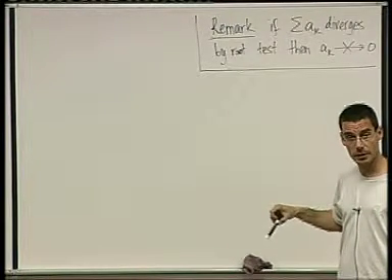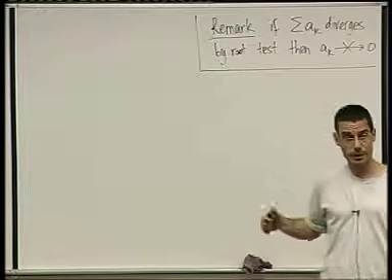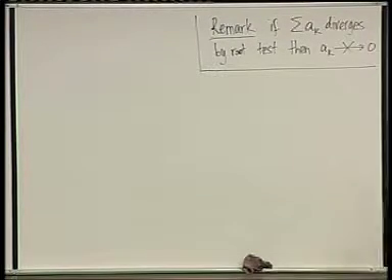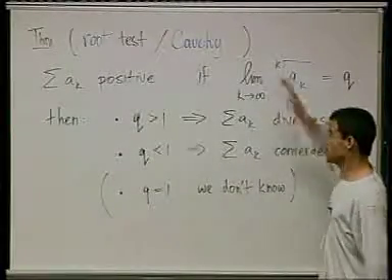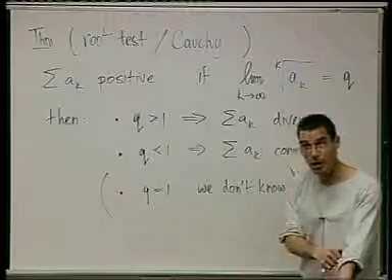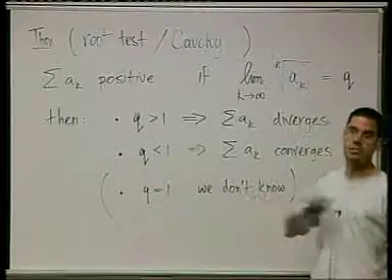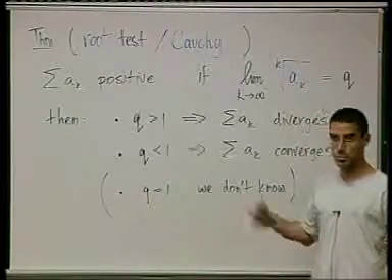If you would get that Q equals 1, then what's your next step? Okay, so the question was, what if Q equals 1? If Q equals 1, we don't know. This test just doesn't say anything. Okay? You need to use something else. You need to resort to a different test.